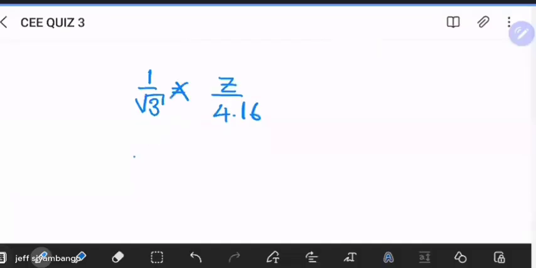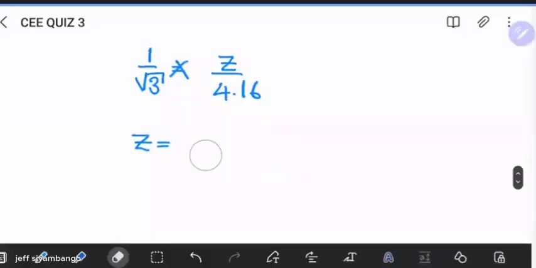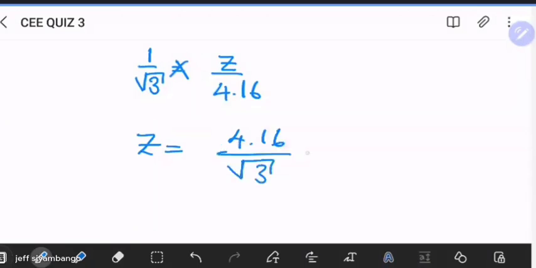We see that Z will be equal to 4.16 over √3. Sorry, not the other way around. So Z equals 4.16 over √3. What will be the answer here? 2.40. So we now have Z.